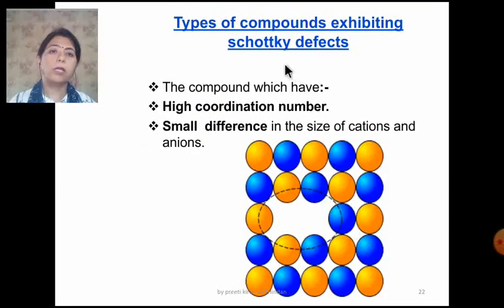Now let's study what type of compounds exhibit the Schottky defect. The compounds which have a high coordination number and a small difference in the size of the cations and anions. You have to remember all these points because in the exams we also give you a question that what is the difference between the Frenkel defect and the Schottky defect.